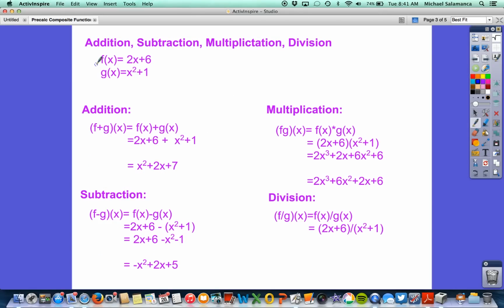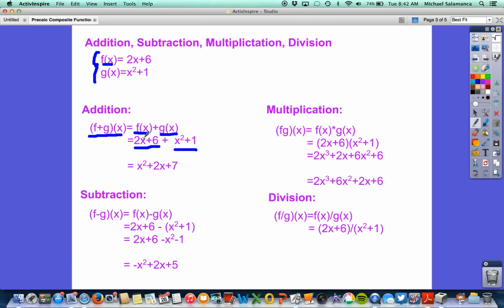Now we're going to do some adding, subtracting, multiplying, and dividing of functions. So here we've defined two functions. F of x refers to the equation 2x plus 6, and g of x refers to x squared plus 1. So notice f and g just refer to two different functions. If we're adding, we're just taking the functions for f of x and g of x and adding them up. So f of x is 2x plus 6, g of x is x squared plus 1, and all we're doing is adding those up.